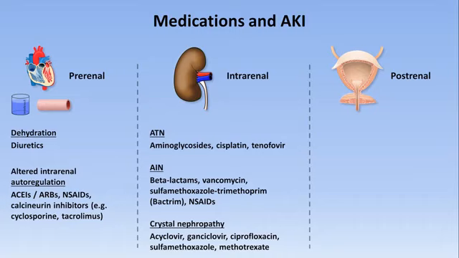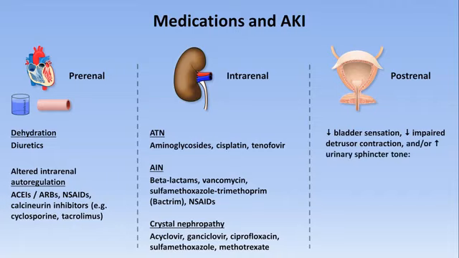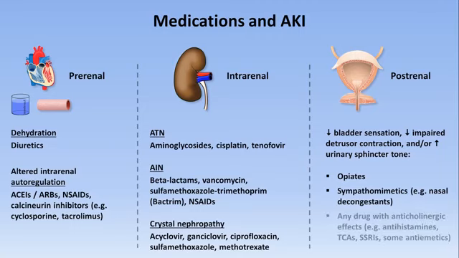There are also many meds implicated with postrenal AKI or acute urinary retention. They do this through some combination of decreased bladder sensation, interference with the normal contraction of the bladder's detrusor muscle, and or excessive tone of the urinary sphincters. The most common meds to do this include opiates, sympathomimetics such as nasal decongestants, and any drug with significant anticholinergic effect, including antihistamines, tricyclic antidepressants, some SSRIs, and some antiemetics.